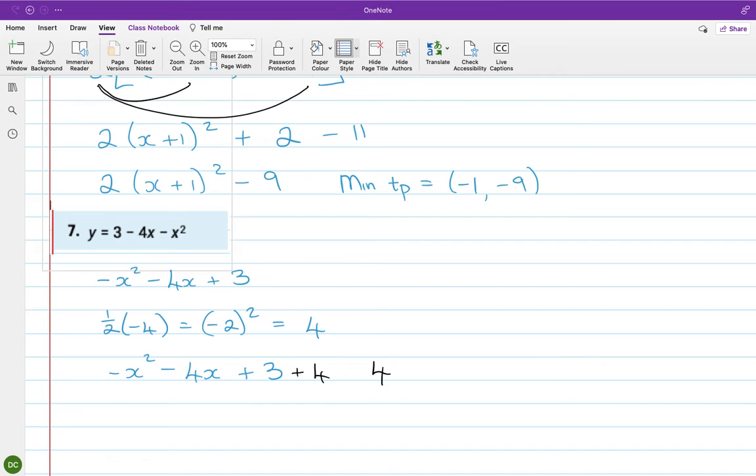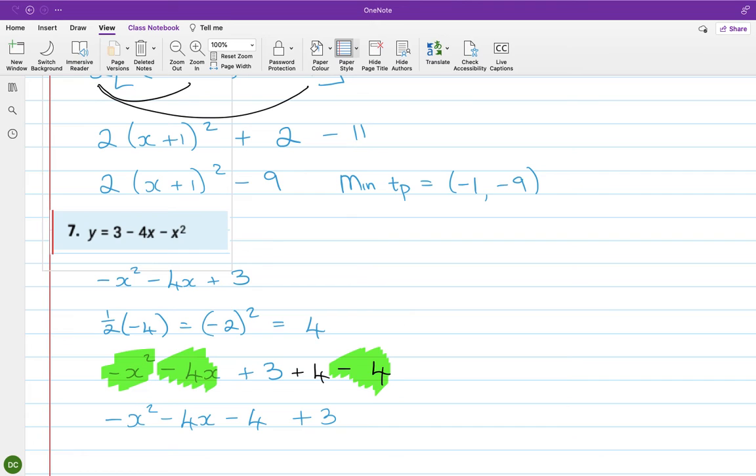Now, every time we've always taken the plus version into the quadratic that we're going to turn into a perfect square. This time we're going to take the minus, okay? And the reason for that is because we have a minus in front of the x squared. That changes how we're going to handle the next part of the question. So for these ones, we're going to take the minus. So I have minus x squared minus 4x minus 4 plus 3 plus 4.